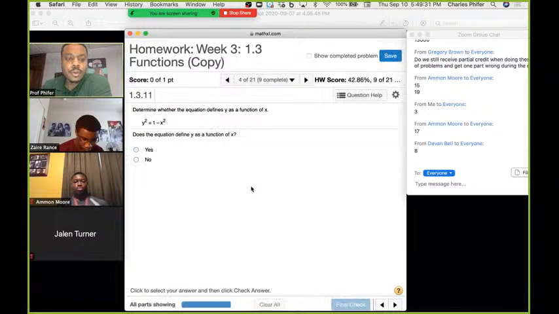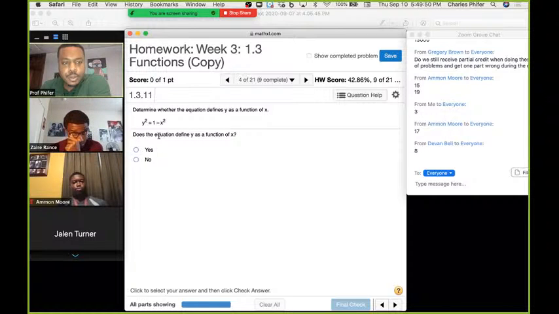Hey Google, give me a random number 1 through 21. 4. Okay, is this going to be a function? Is y going to be a function of x? Yes or no? What do you think? I'm saying yes. So let's solve for y.